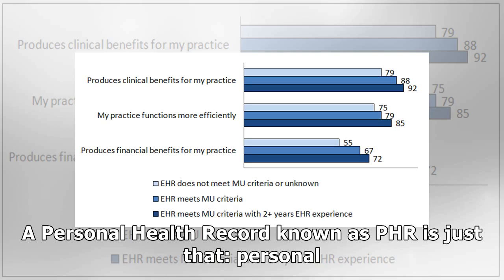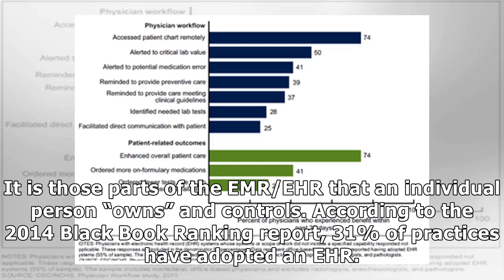A personal health record, known as a PHR, is just that, personal. It is those parts of the EMR or EHR that an individual person owns and controls. According to the 2014 Black Book Ranking Report, 31% of practices have adopted an EHR.